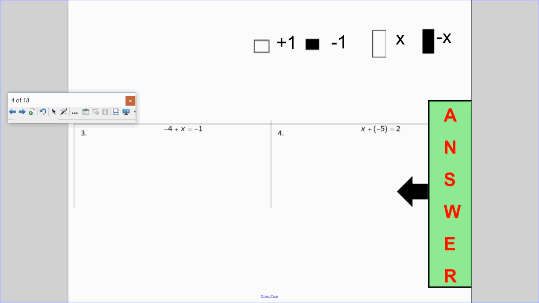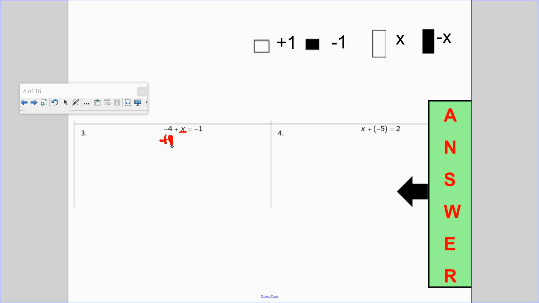Let's look at number 3. Let's do this mathematically. I need to isolate this variable x. In order to isolate this variable x, I need to do the inverse operation of negative 4: plus 4 on both sides. So this cancels out. x equals negative 1 plus 4. This cancels out, so it's positive 3. x equals 3. Check my work.